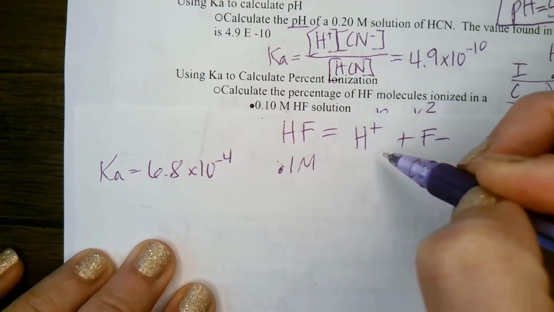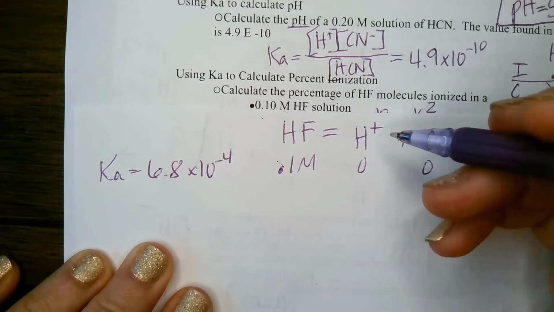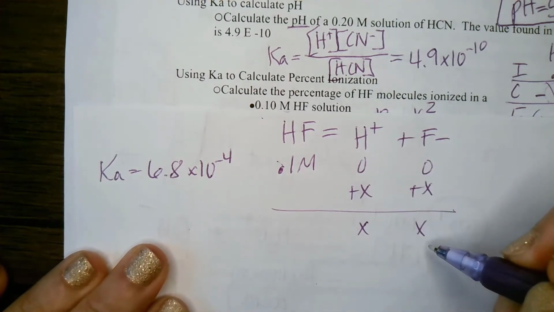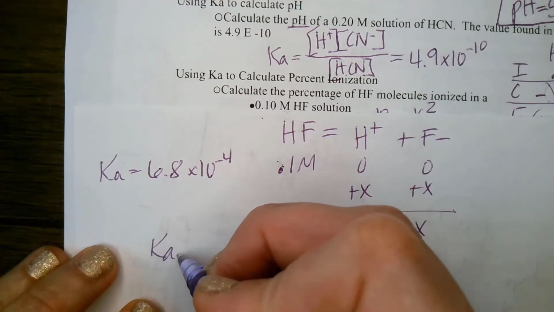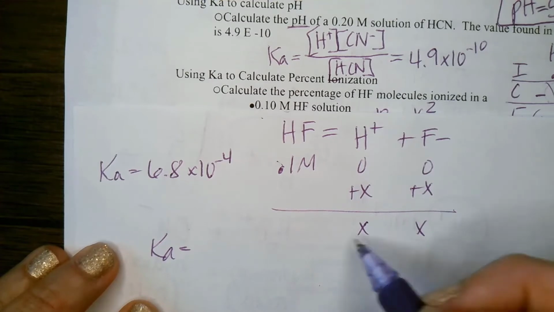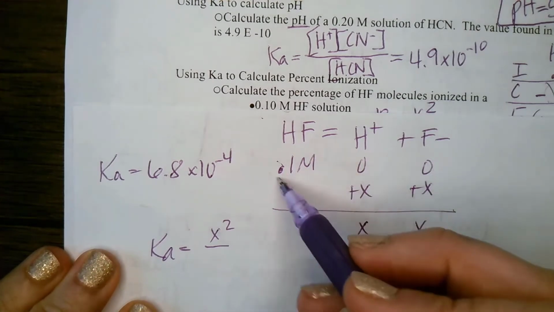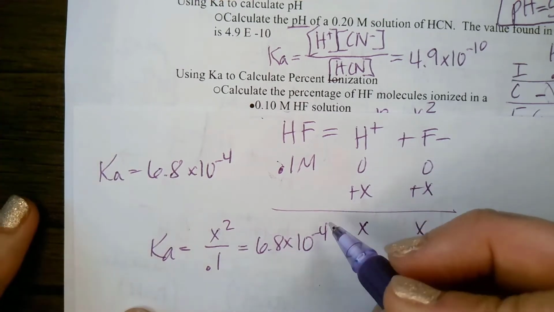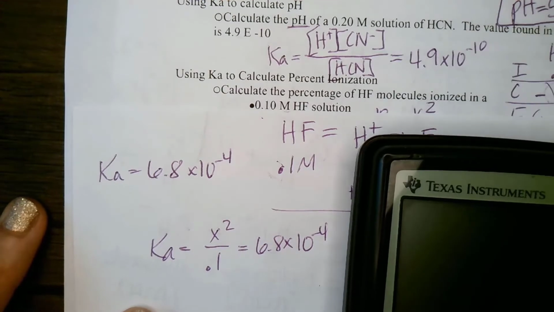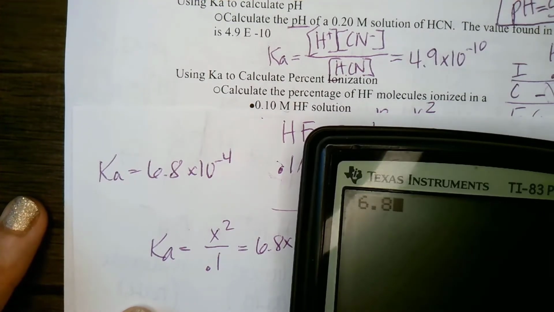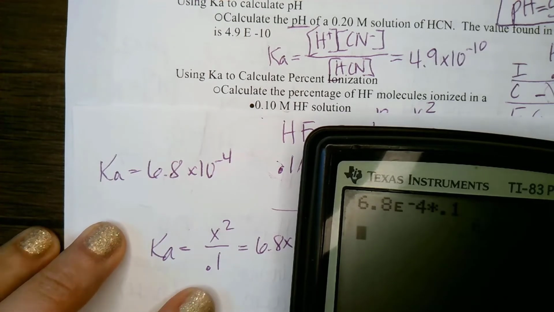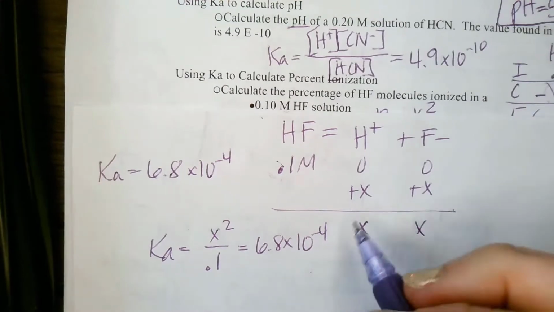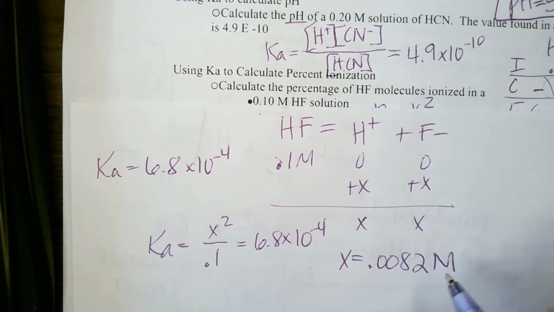So when we write this out, we're told that our initial concentration is 0.1, so we know that these are 0, and that we're going to gain X, so plus X, plus X. So when we set this up, we can say that our Ka is equal to our X squared over, again, let's make the assumption, the 5% rule, over 0.1. And then we'll set that equal to 6.8 times 10 to the negative 4th. So let's solve for X in this case. I'm going to do 6.8 times 10 to the negative 4th times 0.1, and then take the square root of that to find X, which is 0.0082.